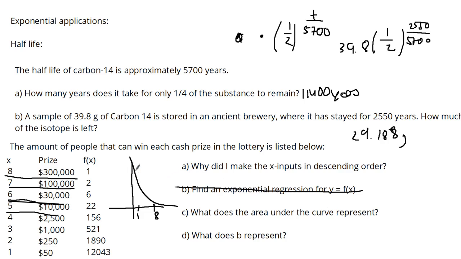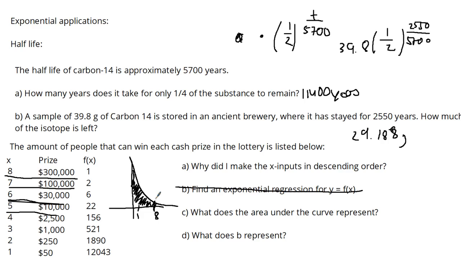So what does the area under this curve represent? What is it called? So systematically, the area under the curve represents the total amount of money that can be won. Yeah, that's basically what it represents.